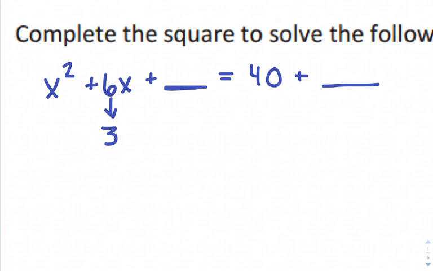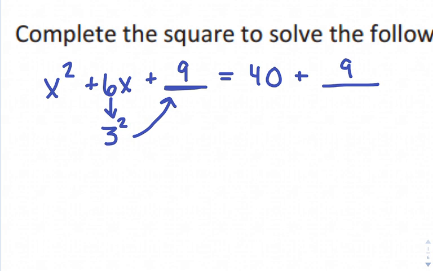Now to get it in the blank, what I do is I square whatever number that is. So I divide b by 2 and square it. When I square it, I get 9. So 9 goes in each blank. Again, you take the b term, you divide it by 2, and then you square it.